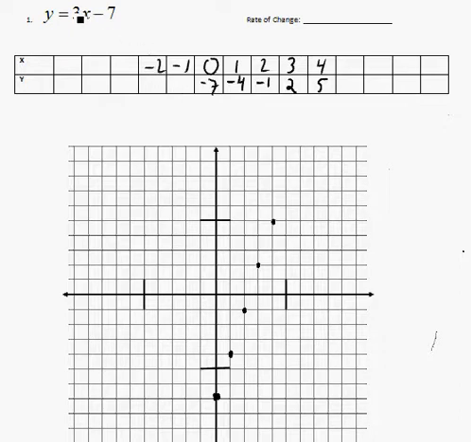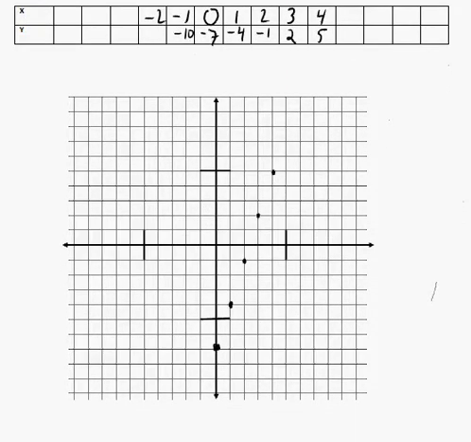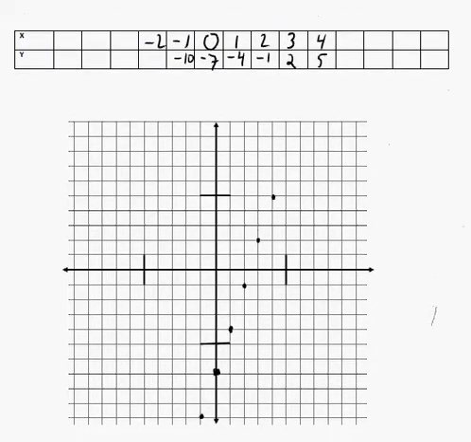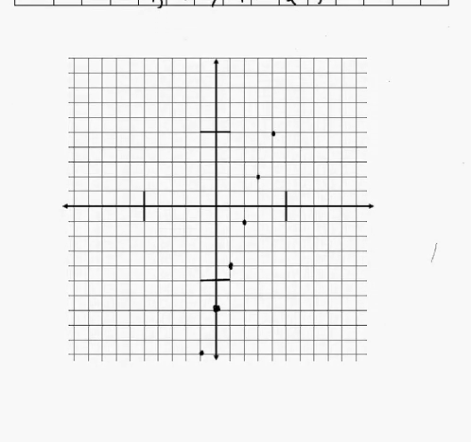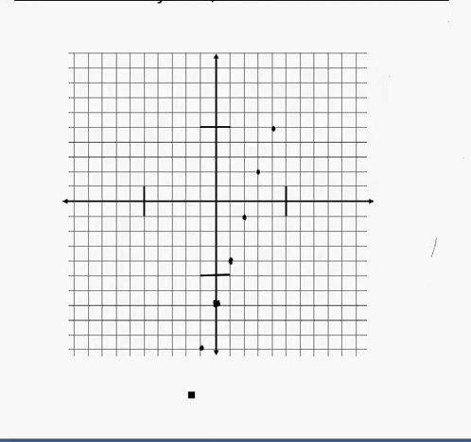When x is negative 1, 3 times negative 1 is negative 3. Negative 3 minus 7 is negative 10. Negative 1 comma negative 10 is here, right at the edge of our grid. And if we plug in negative 2, 3 times negative 2 is negative 6. Negative 6 minus 7 is negative 13, which won't fit on our grid, but we could imagine negative 2, negative 13 would be right about here or so.